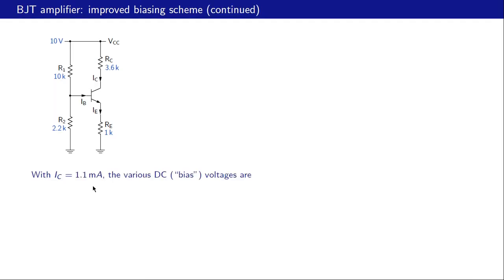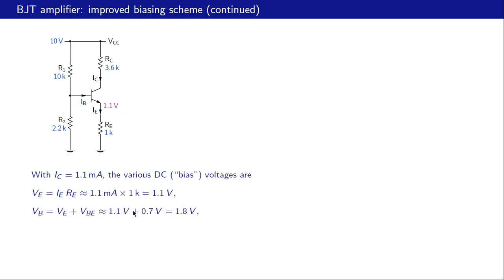Having obtained IC equal to 1.1 milliamp, let us now proceed and get the other quantities of interest. What about VE? VE is IE times RE, and IE is nearly equal to IC because our beta is large enough, about 100. If beta is 100, then alpha is beta divided by beta plus 1, or 100 divided by 101. That's very close to 1, and therefore we can say that IC and IE are nearly the same. So we will use for IE 1.1 milliampere. That times 1K is 1.1 volt. And that is what is indicated over here.